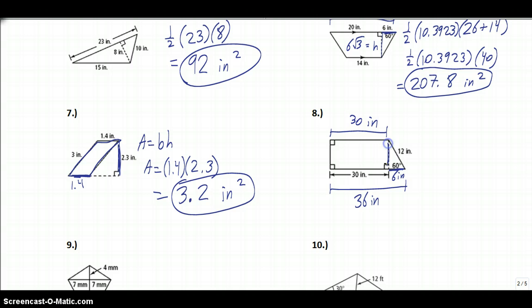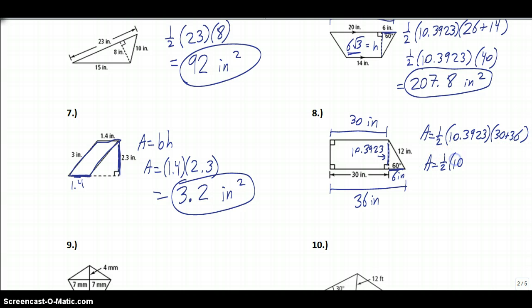And now you need the height. Well, again, it's 6 square root of 3. Hey, look, it's the exact same as it was before. So this is now 10.3923. That's your height. And then you just plug it in. 10.3923 times base 1 plus base 2.